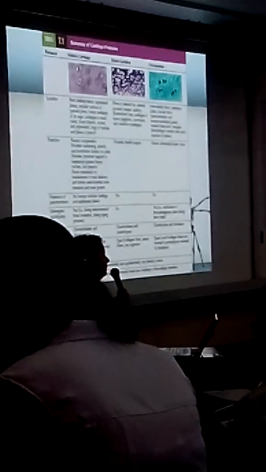This table actually summarizes it. If you look at this table, it differentiates the three cartilage types: hyaline, elastic, and fibrocartilage. So spend time on this. I didn't put any star because you're supposed to go through each and every category.